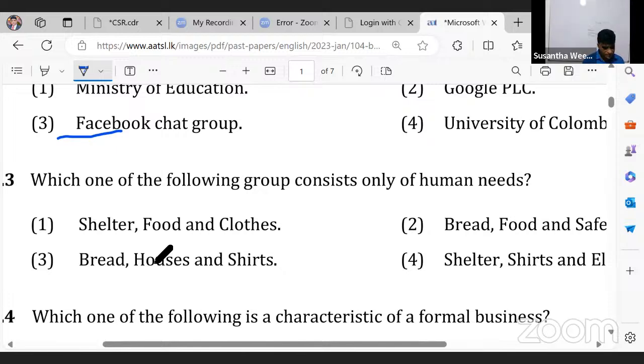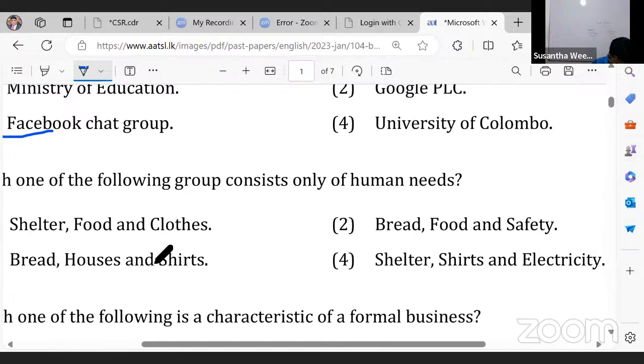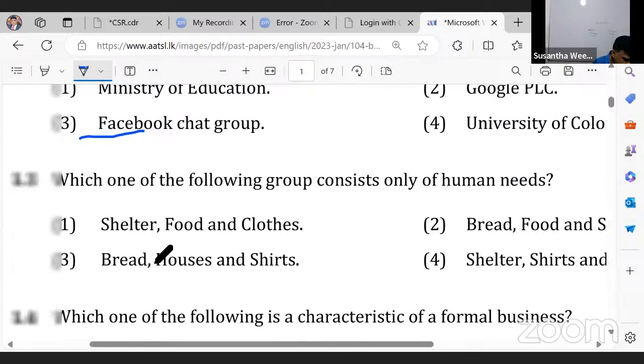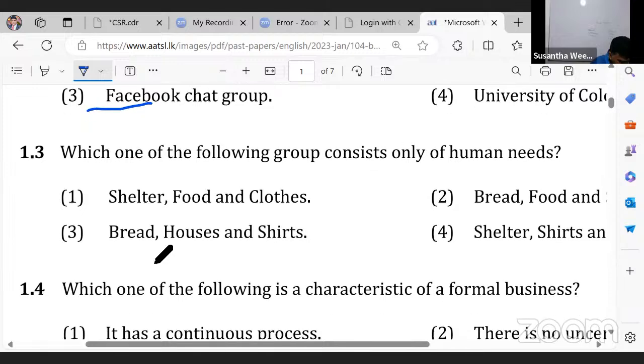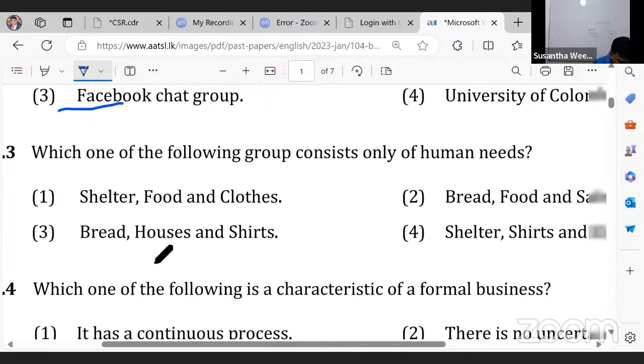These are wants, right? And if he says clothes, right? Shirt, t-shirt, trouser, those are desires, right? Then we'll say shelter, food, and clothes. It seems the correct answer, no? Bread, food, and safety. Bread is not a need. Bread, house, and shirts.